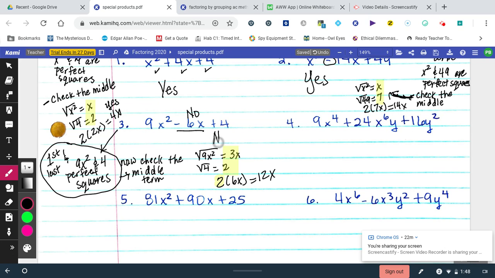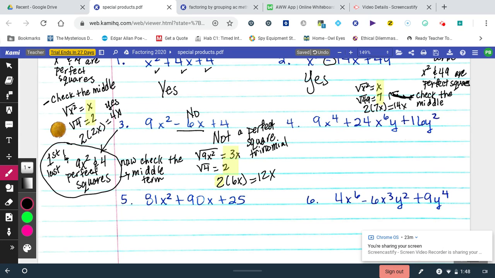Okay, not a perfect square trinomial. Had the middle term been plus 12x or minus 12x, I would have been good to go, okay? I would have been fine. But it's just not, so don't worry about it. That's what messed it up, that negative 6x.